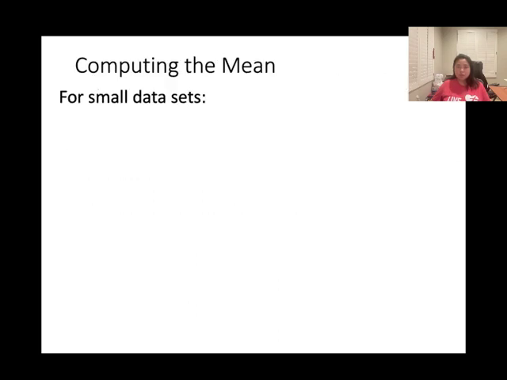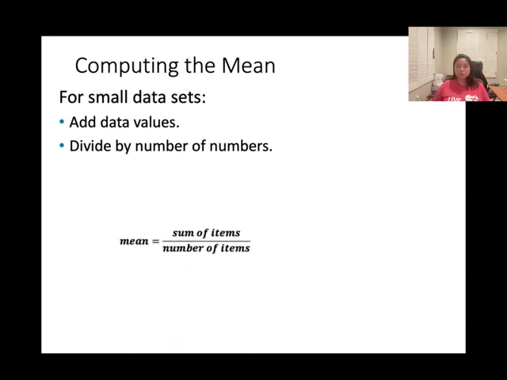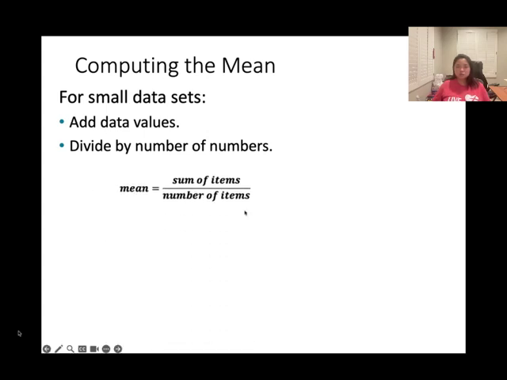Now, we need to know how to find the mean using the formula. For a small data set, you add the data values and divide by the number of numbers. So you count how many data you have. Okay, this is the formula. The mean equals the sum of the items, the sum of all the data, divided by the number of items. Okay?